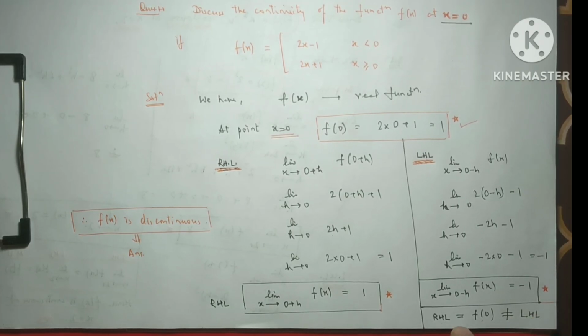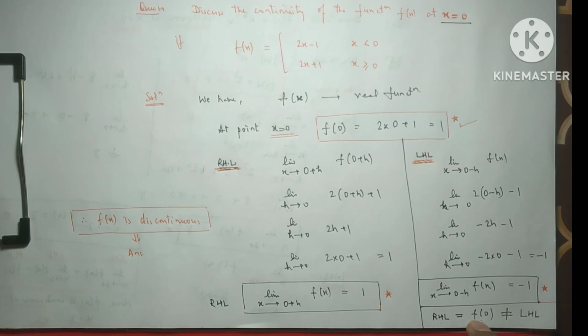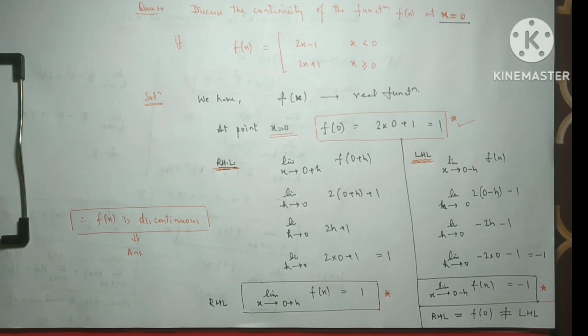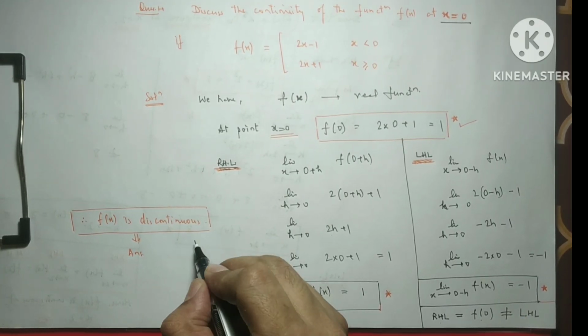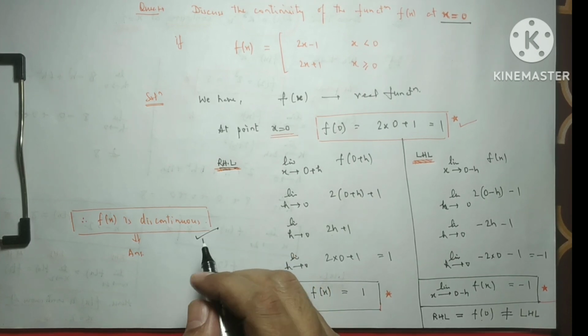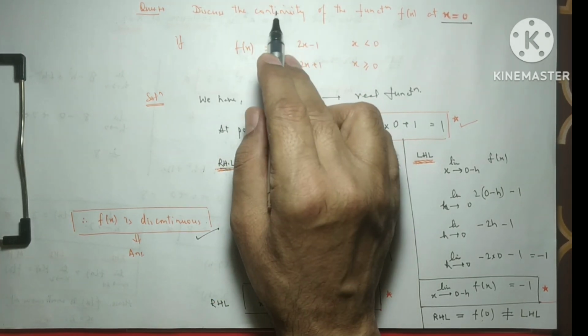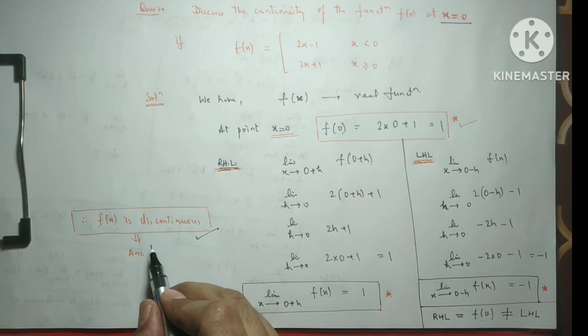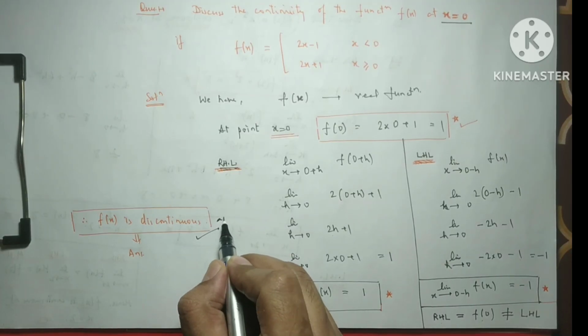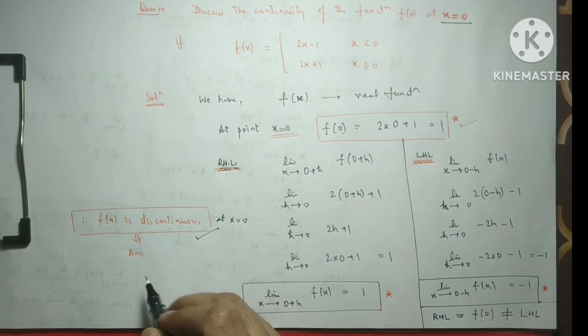It means if all the three values are equal, then it is continuous, but if any value is not equal to these three, then we can say the function is discontinuous. So when we discuss the continuity, the result for this function at x equals 0 is discontinuous.